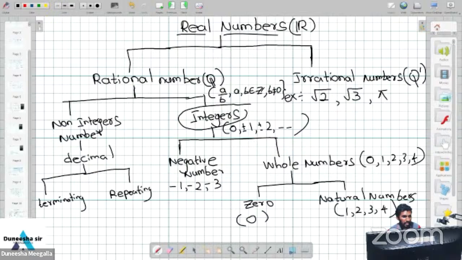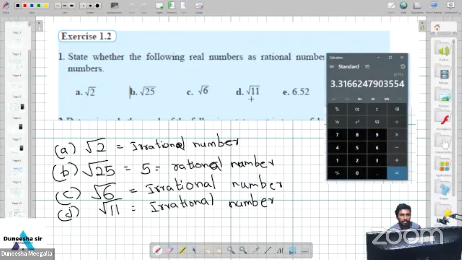Then can you get the last one? Okay, what happens with the last one? E, rational. 6.52. It's a rational, isn't it? Yes, it's a rational. Write it down. 6.52. It's terminating, so it's a rational.